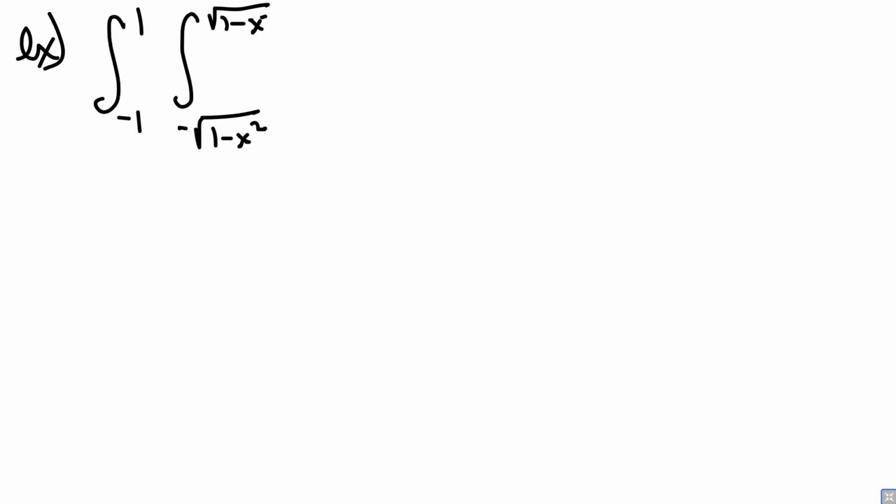All right, so our first example we have is this. So we have the integral from -1 to 1. Then we have the integral from negative square root of 1 minus x squared to the square root of 1 minus x squared, dy dx. Okay. So in order to help us out with this, one of the first things we're going to do is look at a drawing of this.